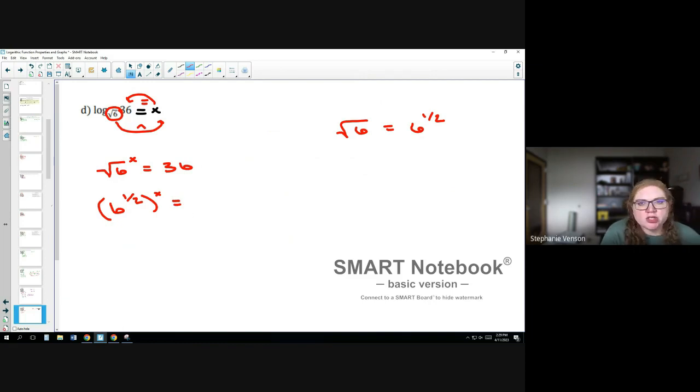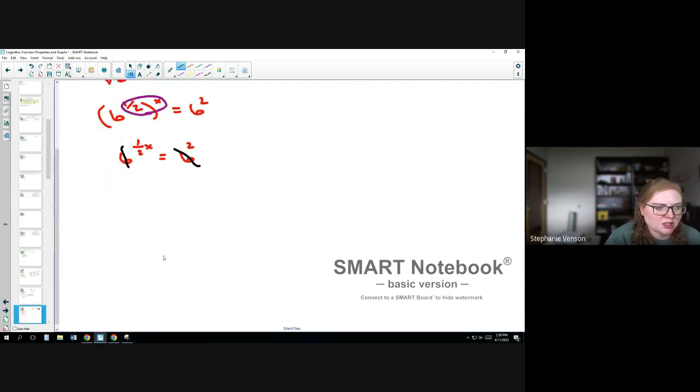And then of course 36 is 6 squared, I know that. So I can write this as 6 squared. I'm pretty close to being able to drop my bases because they're the same. I just need to use my exponent rule here to multiply those two, because when I raise a power to a power, I multiply. So that would be 6 raised to the 1/2 x is equal to 6 squared. Okay, so I can drop my bases now because they're both 6.